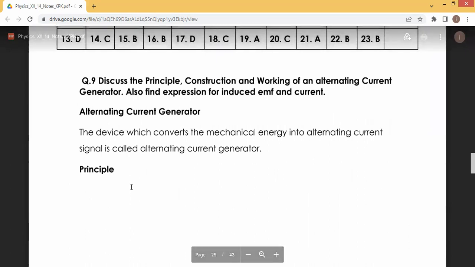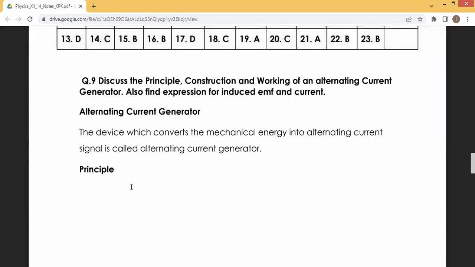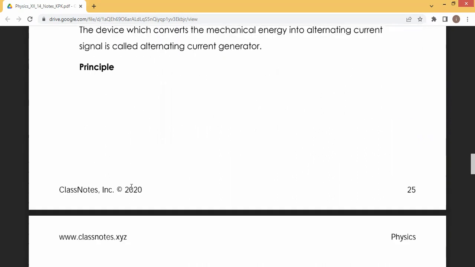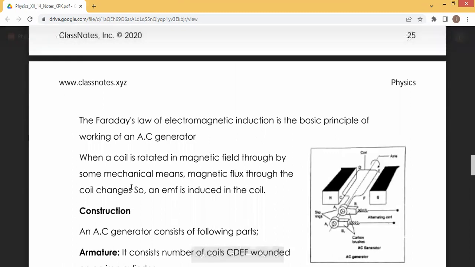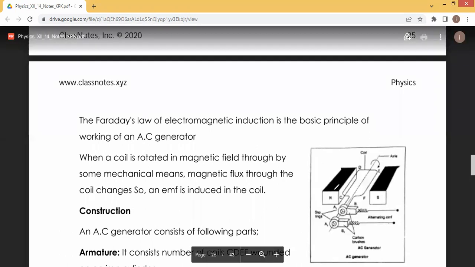Now, the alternating current AC generator. The device which converts mechanical energy into electrical or alternating current signal is known as an AC generator. Faraday's law of electromagnetic induction is the basic principle of the AC generator. When a coil is rotated in a magnetic field through some mechanical means, the magnetic flux through the coil changes, so EMF is induced in the coil.